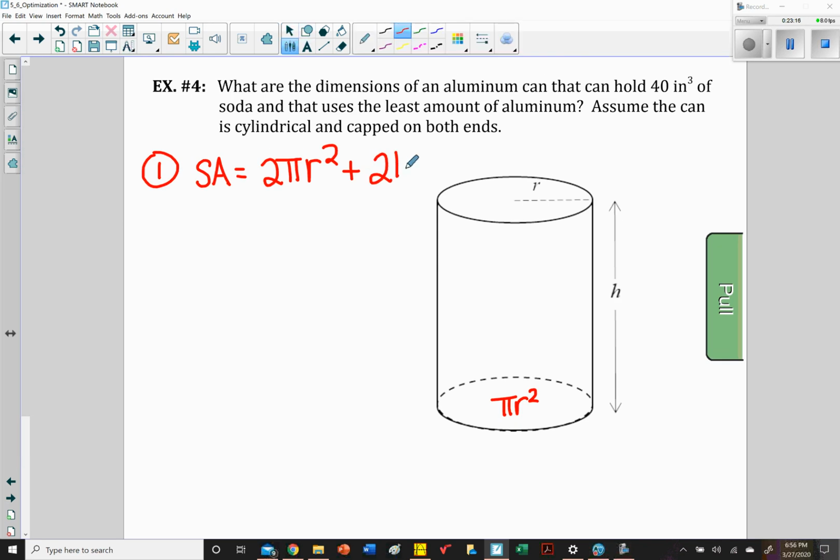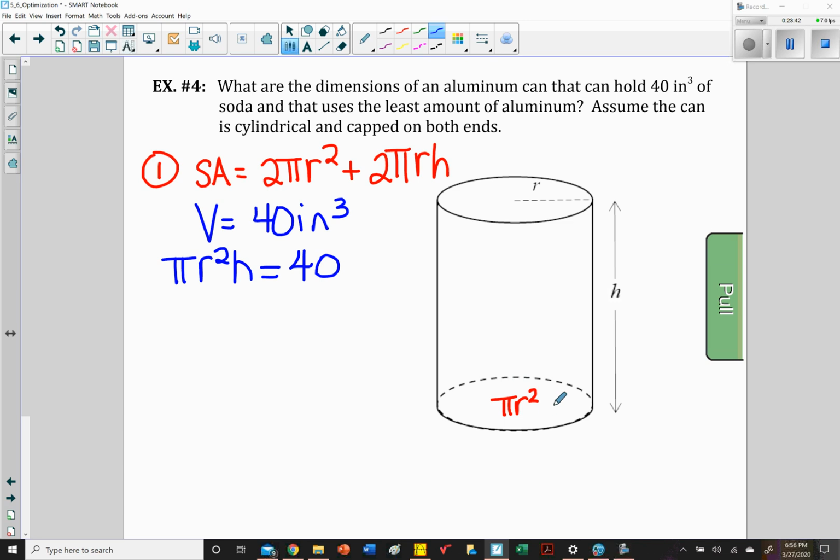So 2 pi r h. What else did they tell us? Volume is 40 cubic inches. Pi r squared h is 40. And how did we know that?